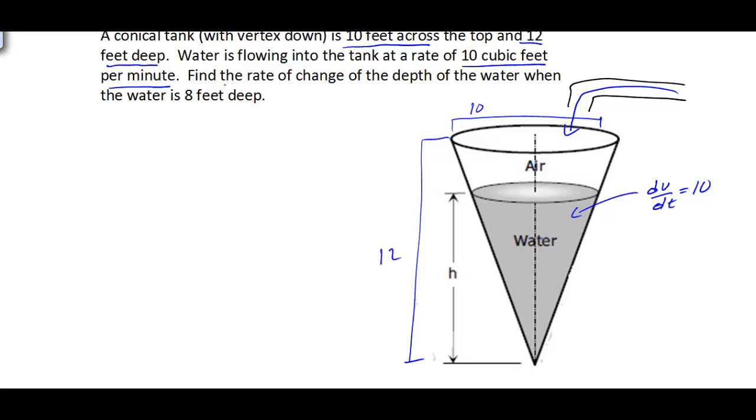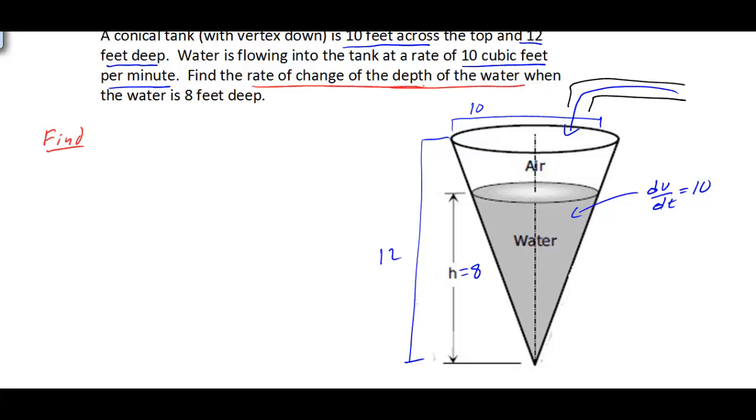And they want us to find the rate of change of the depth of the water when the water is 8 feet deep. So here they're telling us the water is going to be 8 feet. So the depth of the water is 8. So all of this is our given information, and we want to find the rate of change of the depth of the water.